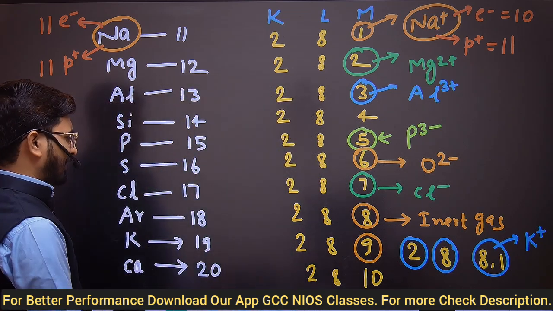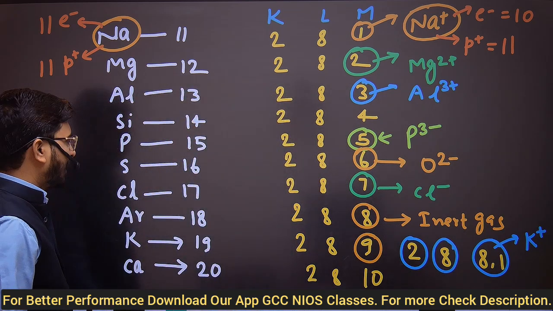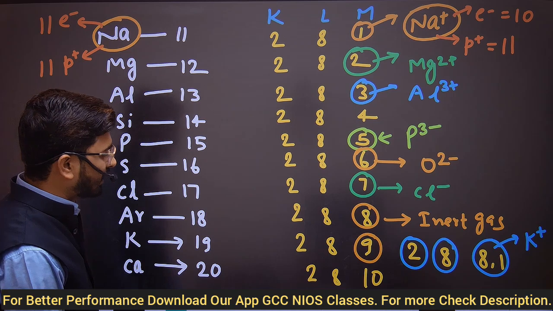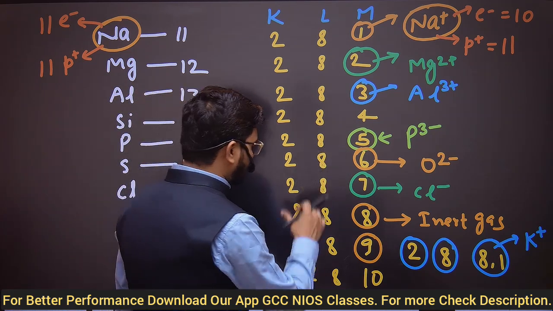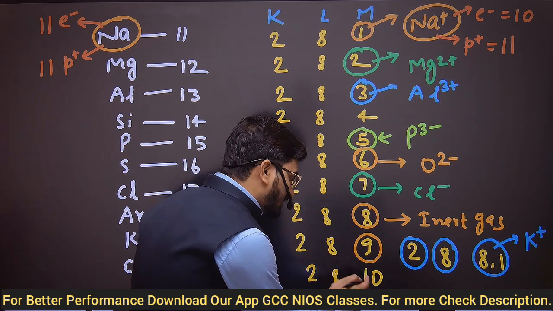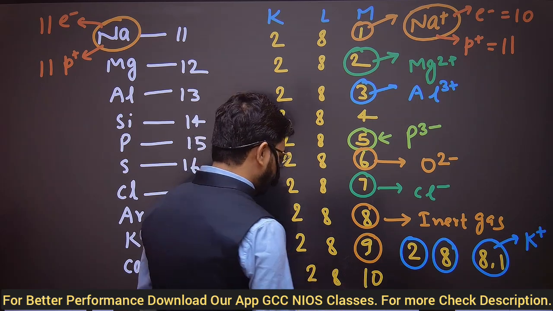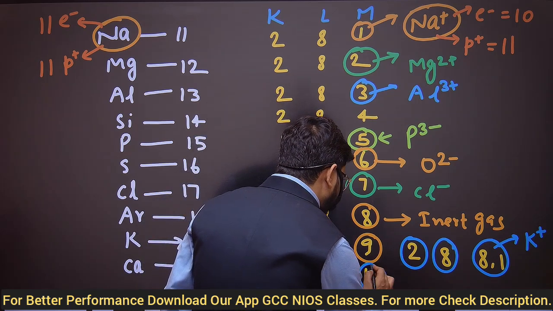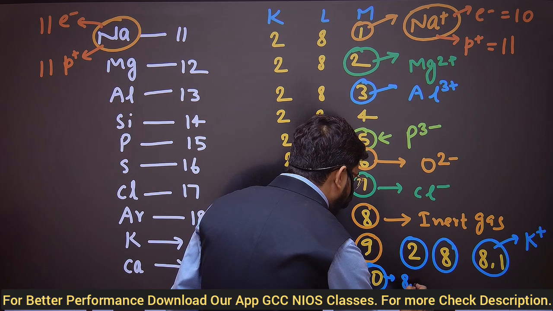In the same scenario, calcium, whose atomic number you know very well is 20, has the electronic configuration 2 8 10. That means we will split this 10 as 8 2. It's very simple. This will be split as 8 2.